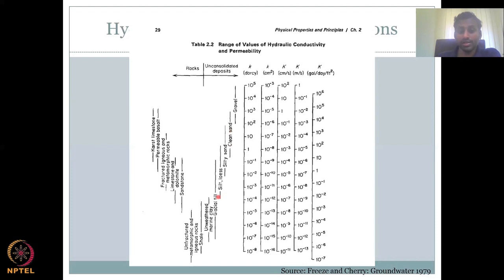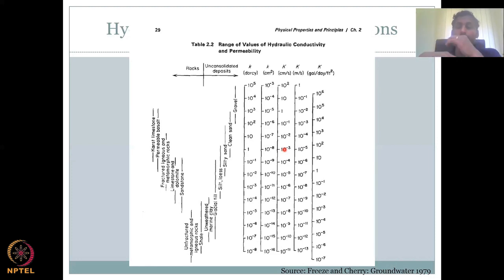You can see the hydraulic conductivity ranges from 10 power minus 7 to 10 power minus 3 centimeters per second. This is because hydraulic conductivity is a function of the soil medium and also the fluid. For the fluid, we might assume it is just water, so we know the density, the viscosity of water, etc. But hydraulic conductivity is also an intrinsic property of the soil material. Here the soil material's porosity influences the connectivity of the pores, and so the permeability of the soil to allow water to flow is different.